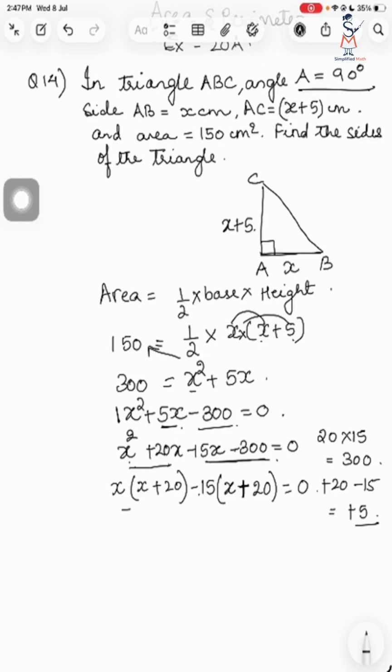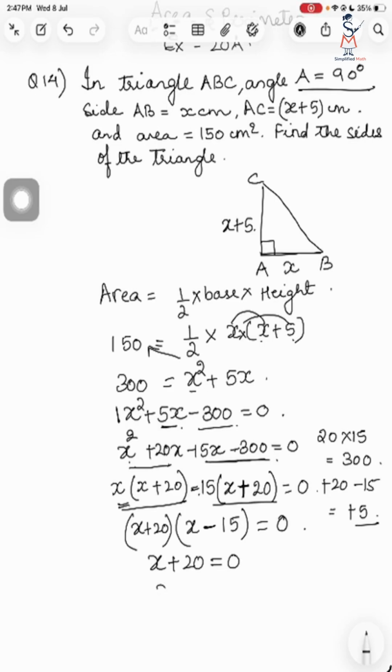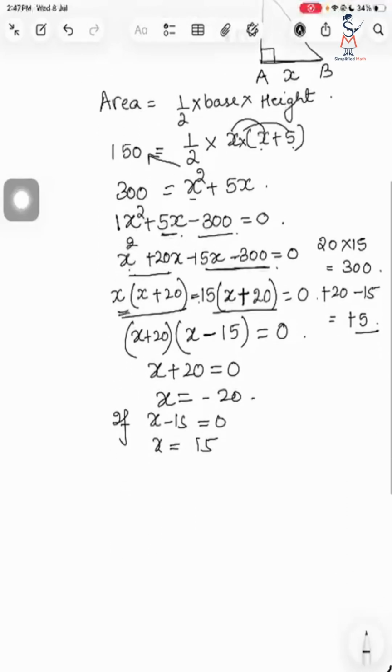Now in this term and this term, x plus 20 is common, that will come out. What I am left with in the first term is x, and minus 15, is equal to 0. So either x plus 20 is 0, then x is minus 20, or if x minus 15 is 0, then x is 15. So we got two values of x, that is minus 20 and 15. Minus 20 it cannot be because it is the side and a side can't be negative, therefore x is 15.